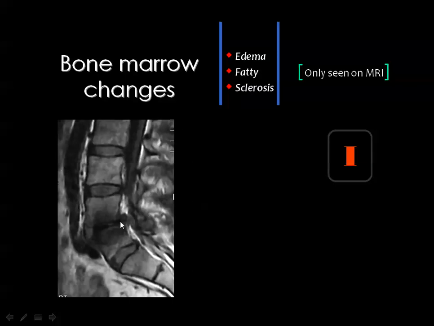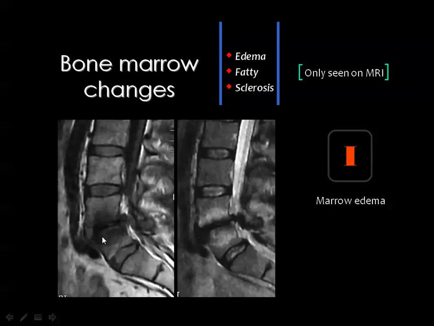Usually, when the disc degenerates, it loses its water content, then it loses its height, then it develops air inside the disc substance, which is known as vacuum phenomenon. These changes may be associated with abnormalities in the bone marrow of the vertebra above and the vertebra below. These bone marrow changes may be in the form of bone marrow edema, which should be of low signal in the T1 and high signal in the T2 weighted image.